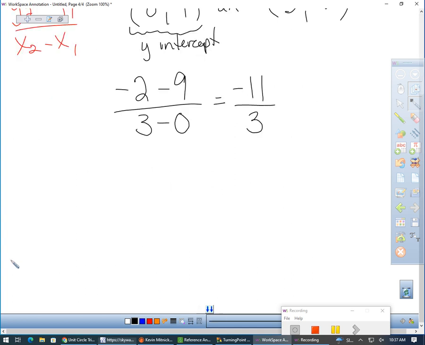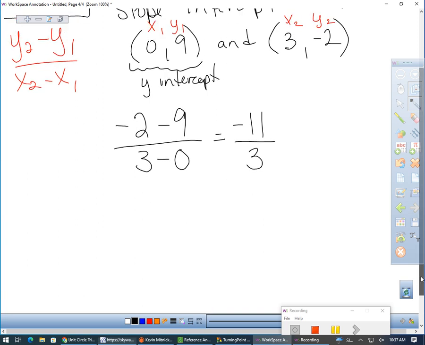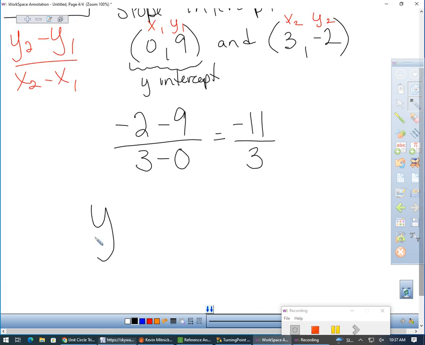So we're going to write our equation. Here we go. Y equals m. And again, m means what? So negative 11 over 3x plus b. What's our b? 9. Perfect. Any questions?